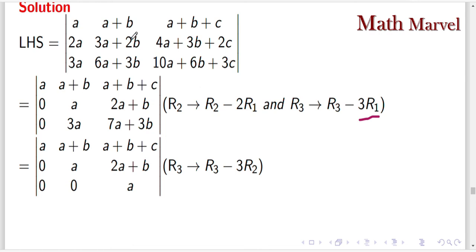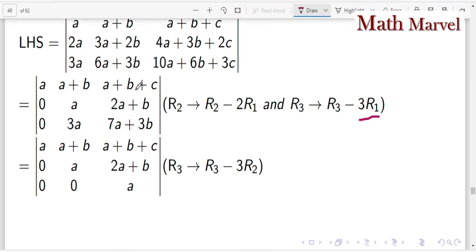Okay, so here 3A minus 3A becomes 0. Here 6A minus 3A, so we get here 3A as the answer. 3B minus 3B cancel out. 10A minus 3A, so we have 7A. 6B minus 3B, we have 3B, and plus 3C minus 3C cancel out. So after addition we have this type of row 3. Okay, so here we have 2 0.